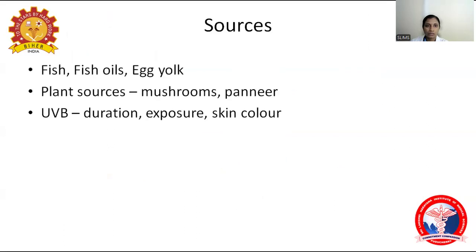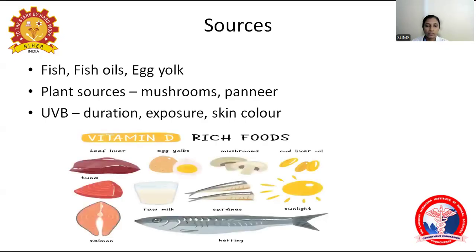What are the dietary sources? Egg yolk is a very good source of vitamin D. Fish and fish oils. For vegetarians, plant sources are mushroom and paneer. And the sunlight, UVB 290 to 350, which is what we saw with the wavelength. Generally, the timing preferred as per Indian Academy of Pediatrics guidelines is between 11 a.m. to 3 p.m. So the vitamin D rich foods again here: cod liver oil or fish liver oil, mushrooms, paneer, raw milk, egg yolk, then fish items.